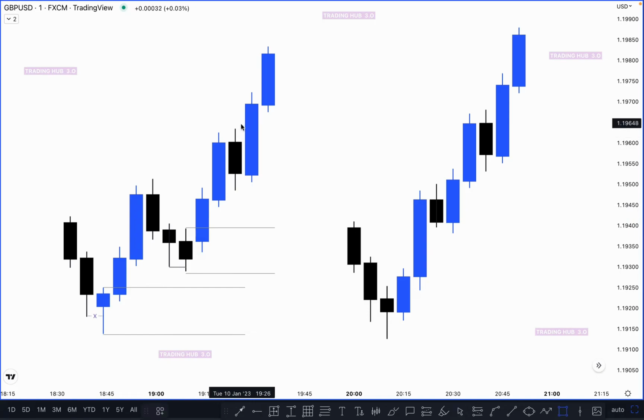Now you can see this is our last selling candle before this buy move, but this is not a valid order block. Why? First, because this candle did not take out the previous candle low. So this is not a valid order block.